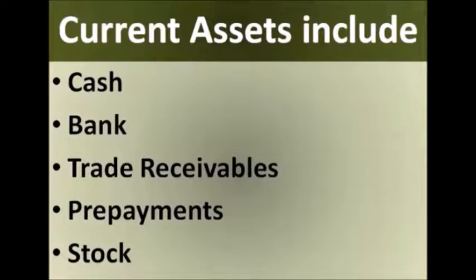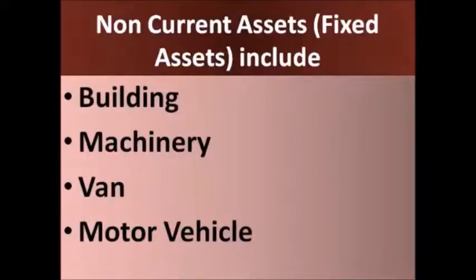Now let's move on to non-current assets. I may just give you a little definition about what non-current assets are. Non-current assets are a company's long-term investments that are not easily converted to cash or are not expected to become cash within an accounting year. Now, let me give you a few examples. Building is your non-current asset, machinery, van, motor vehicle. These are all your non-current assets.